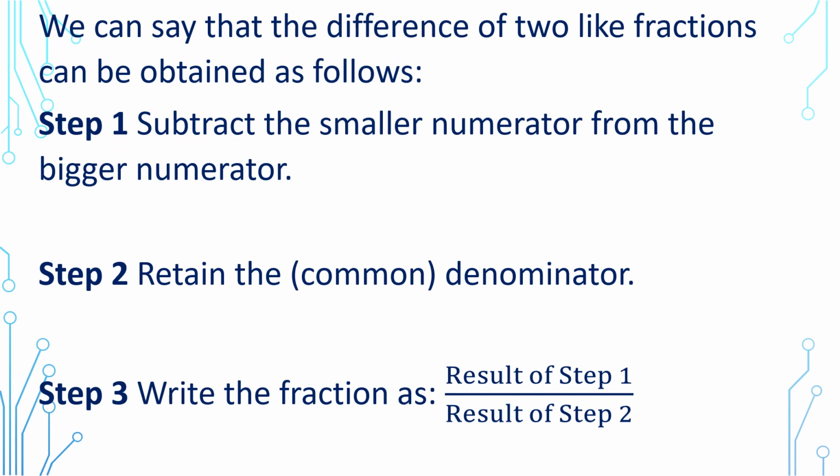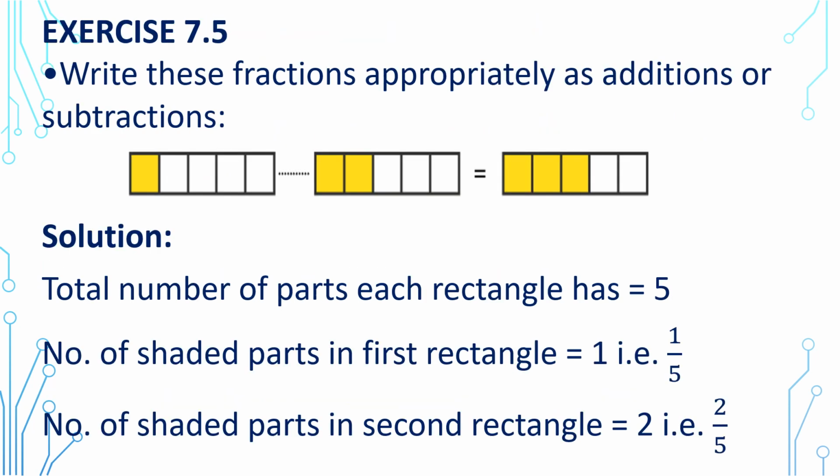So we can say that the difference of two like fractions can be obtained as follows. Step 1. Subtract the smaller numerator from the bigger numerator. Step 2. Retain the common denominator. Step 3. Write the fractions as result of step 1 by result of step 2. So student, I hope you all are clear with addition and subtraction of like fractions.